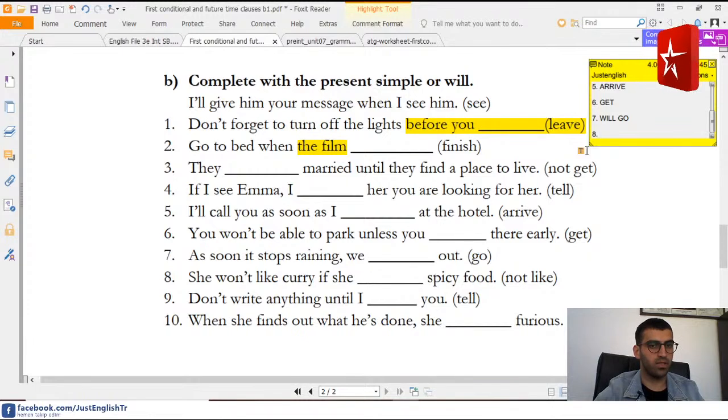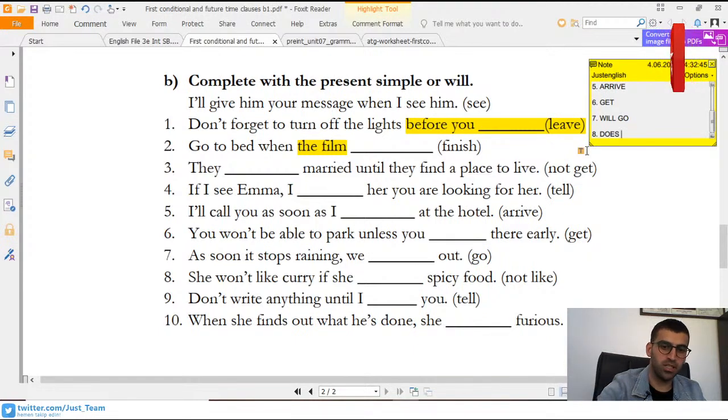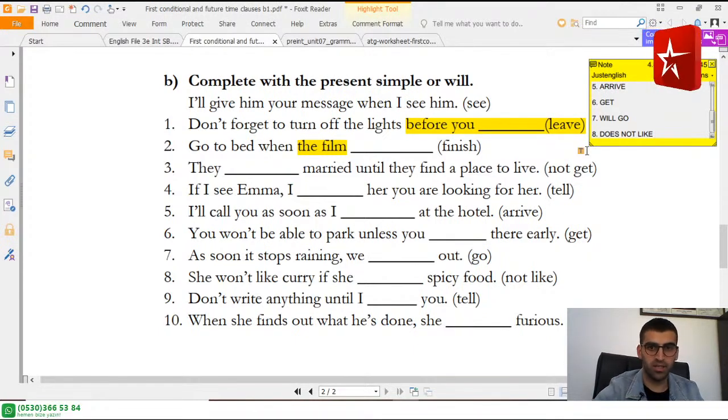Yes, she won't like the curry if she doesn't. Yes, because I was expecting you to write don't like. Yes, you are really perfect today. You wrote doesn't. Yeah, it's the correct answer because of she. She doesn't like spicy food. Yes, she doesn't like the spicy food.